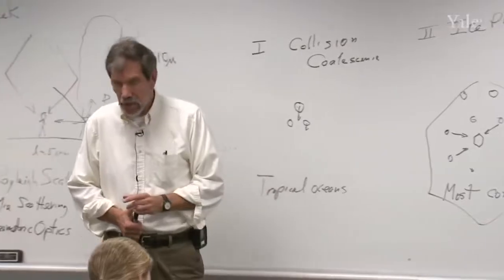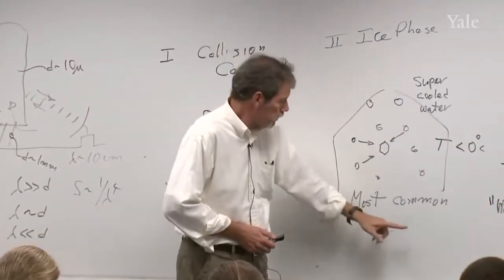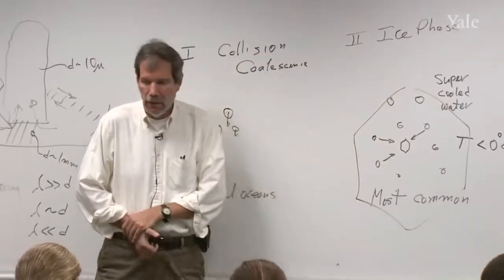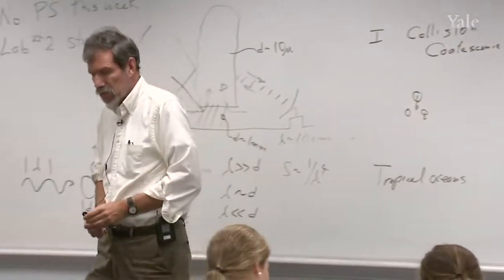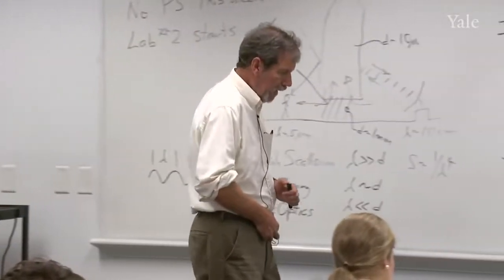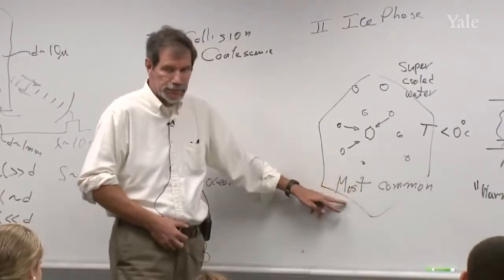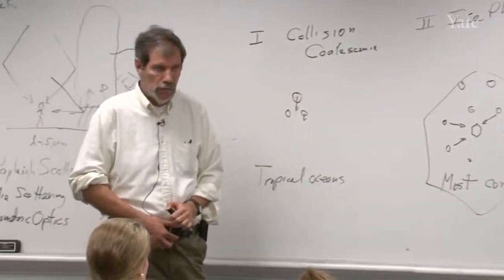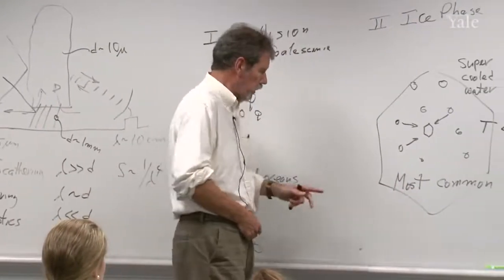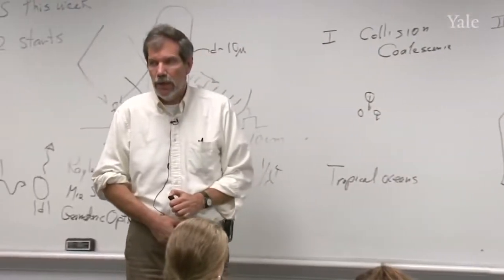Any questions on this ice phase mechanism? This is believed to be the most common mechanism for producing rain and snow around the world. In fact, the rain we had over the weekend was almost certainly of this type. So most of the rain you've experienced, unless it's been over the tropical oceans, has probably been formed in this way. Question, yes?